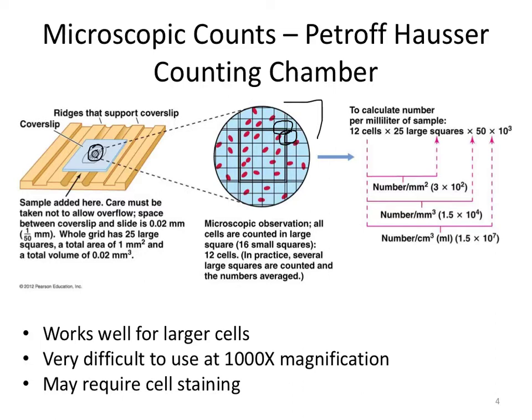You then relate this number of cells to a volume using the equation that is shown on the right over here. By multiplying your average number times 25 large squares times 50 to get the total number in the chamber, and then dividing all of that by 0.02 millimeter cubed, you get a concentration of cells in units of cells per millimeter cubed. That's not particularly useful for most calculations in microbiology, when what we want is a concentration expressed in number of cells per milliliter. Given that a milliliter is equal to a centimeter cubed, you can use a simple conversion factor to convert your answer to cells per mL. We're going to work an example of this in the next slide.